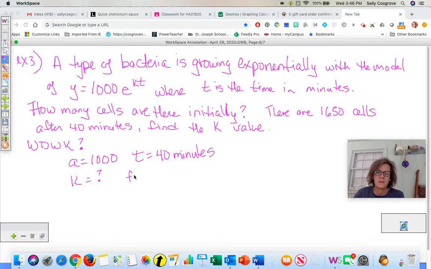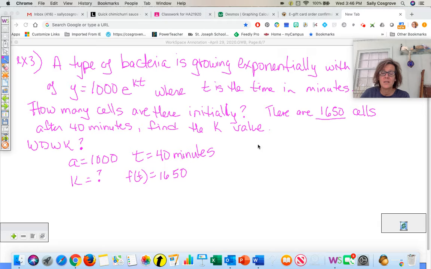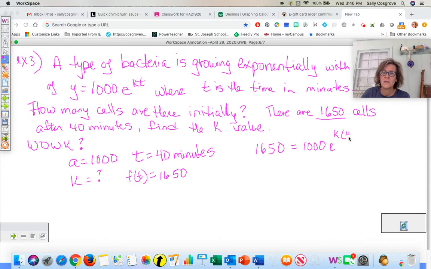All right, and that is what? 1,650. There are 1,650 cells after 40 minutes. Okay, so we have enough to start plugging into our equation. So I'm going to take this, move it up here. Okay, so we're going to say y, or f of t, which is 1,650, equals a, that's 1,000, times e to the k, we don't know, t, and t is 40.